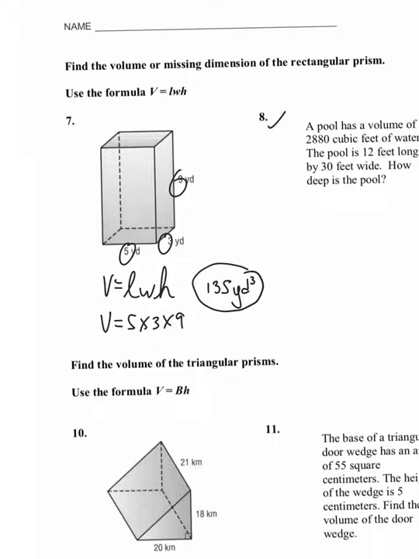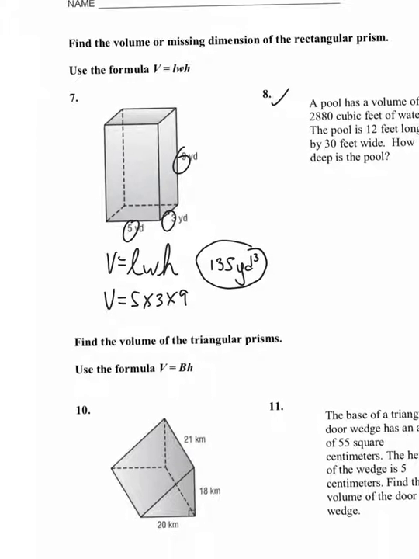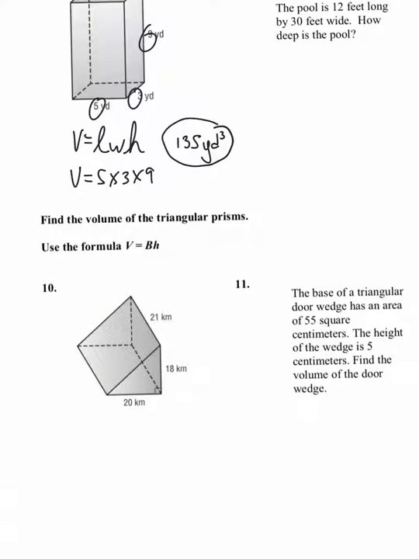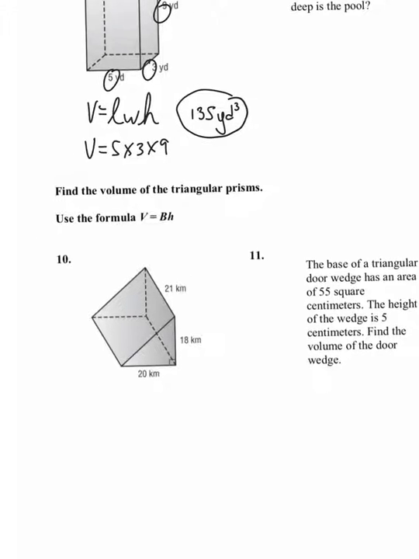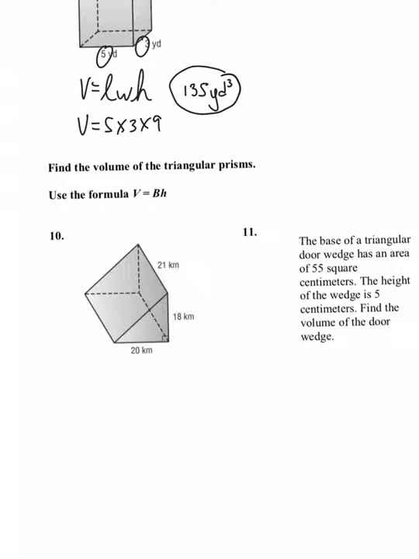All right, now I will tell you number 8 I think is a missing dimension problem, so make sure you write the formula, substitute, and solve. And last, volume of a triangular prism. Using the formula, volume is big B times H. Now to remind you what big B is, the area of one of the bases.